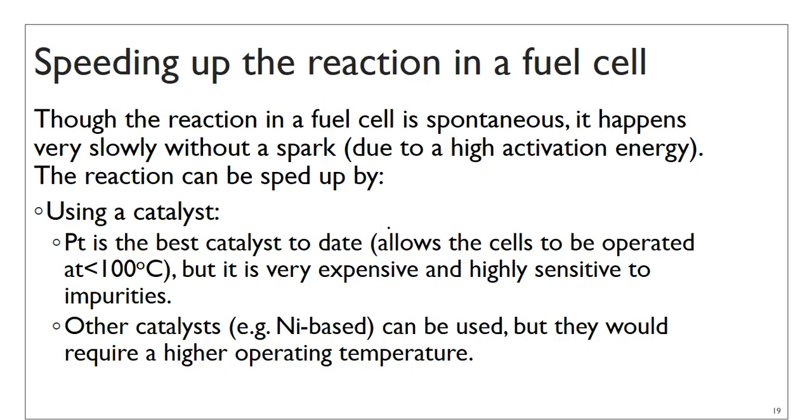Now, the thing with catalysts, and we're going to talk about catalysts a little bit more later on when we talk about reaction rate, but this is one of the issues with fuel cells actually. Platinum is the best catalyst to date. It's very, very effective. It allows the cell to be operated at low temperature, so less than 100 degrees Celsius, and still achieves the desired electrical output, because you can't just produce a little bit of electricity. You need to produce a lot for this to make sense.